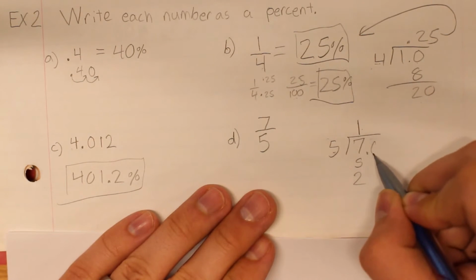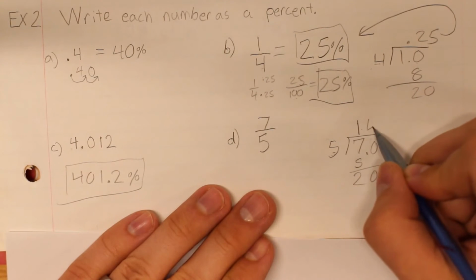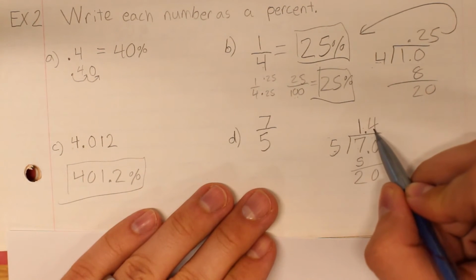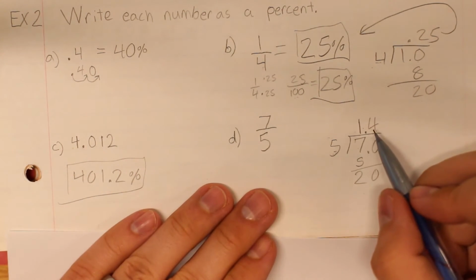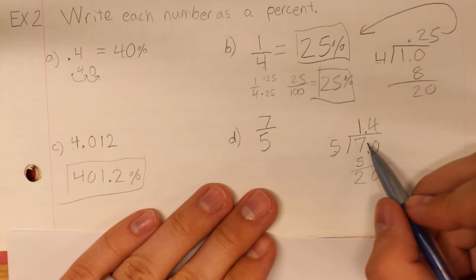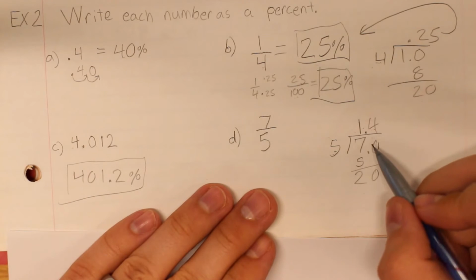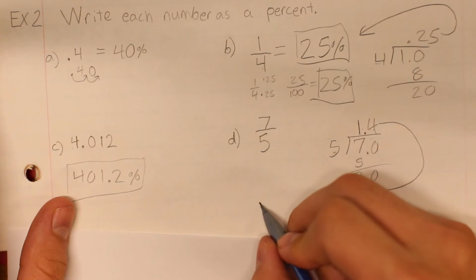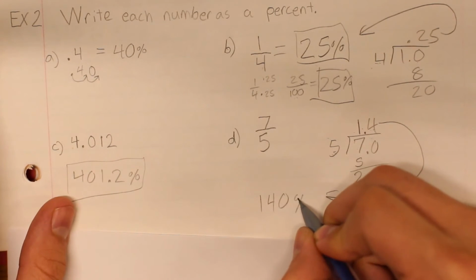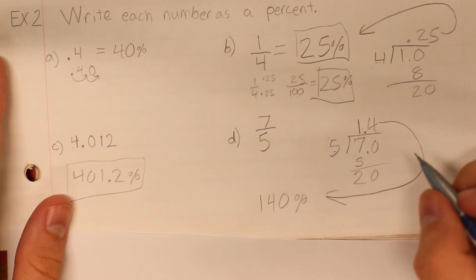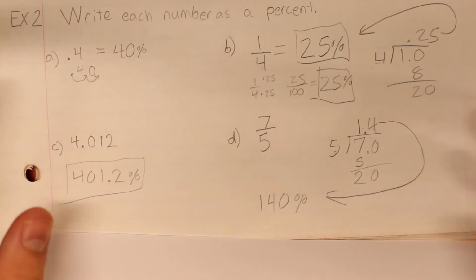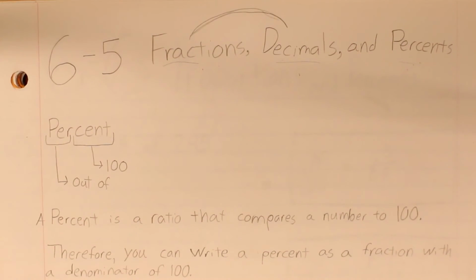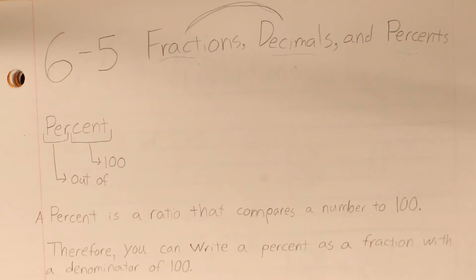You bring down a 0. So you get 20. 5 goes into that 4 times. Okay, so I'm going to put my decimal there, I have 1.4. 1.4 as a decimal. That's a decimal answer. That's not my percentage. If you convert that to a percentage, you would end up with 140%. So that's how you would handle that right there. So that covers the information we need from section 6.5, fractions, decimals, and percents.